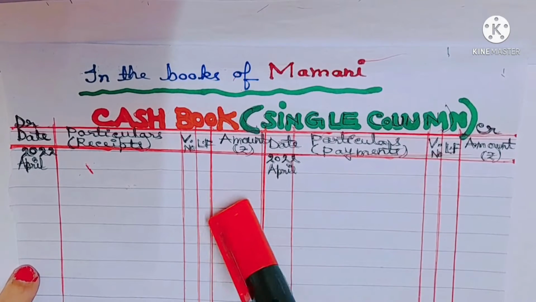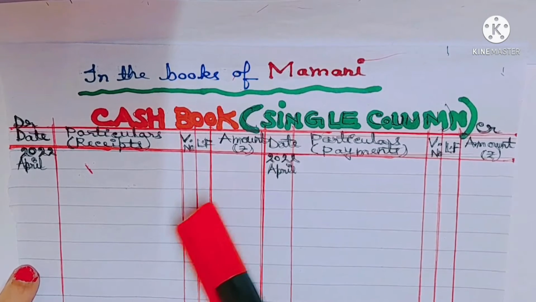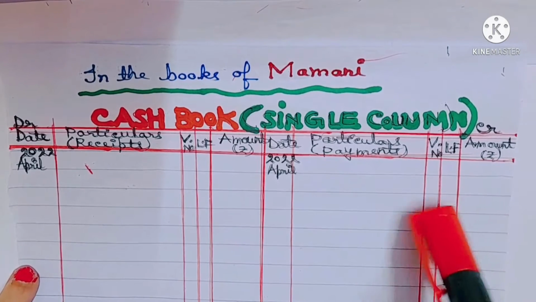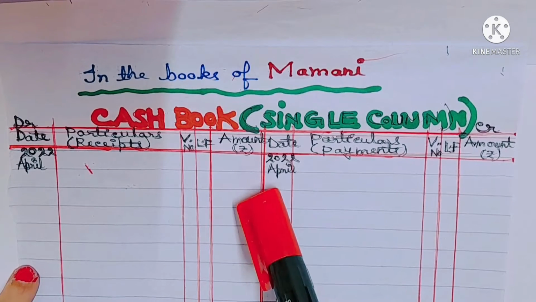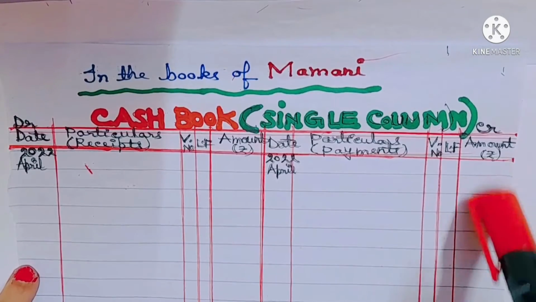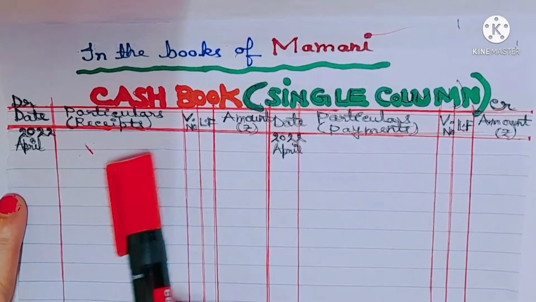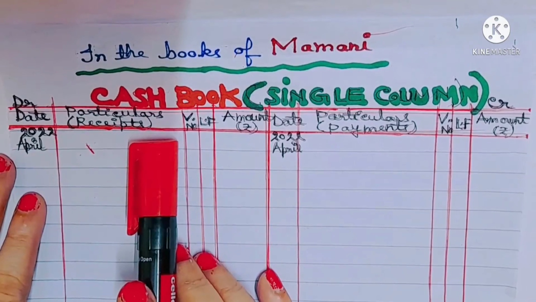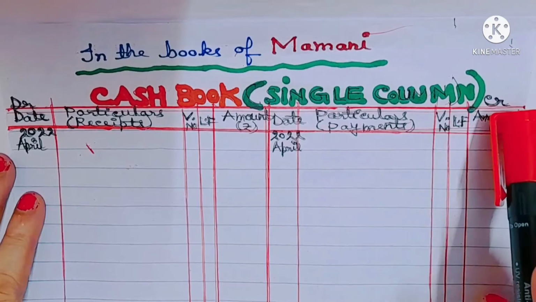Understood? The fourth column is LF for ledger folio. That is the page number of ledger. Similarly, LF here also means the page number of ledger. This is the amount column. Amount of the transaction is recorded in this column. Similarly, here also the amount of the transaction is recorded. So understood? Always remember, on the debit side, all the cash receipts are recorded, and all the cash payments are recorded on the credit side.